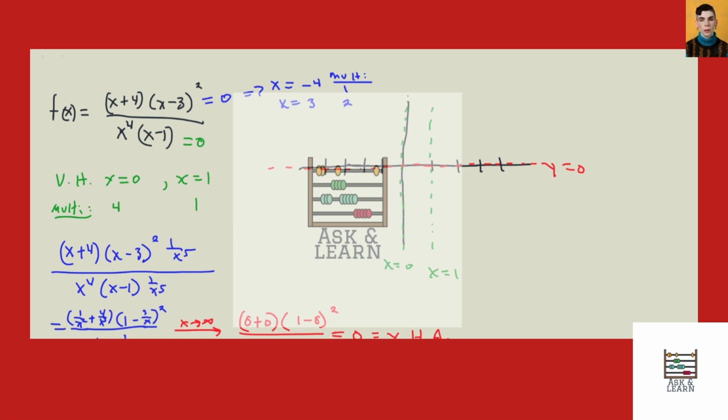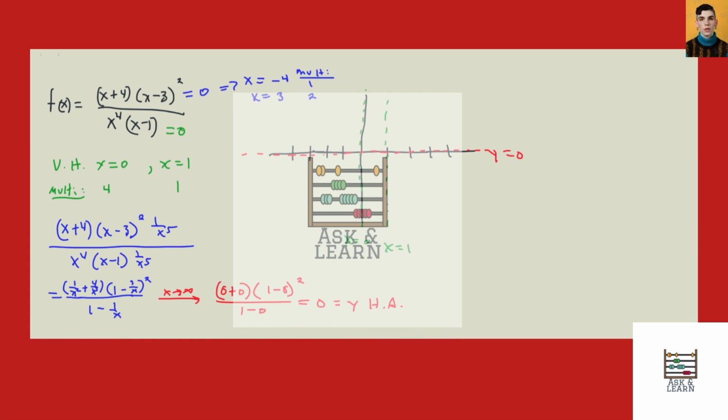All right. Now, what we want to do is to decide if we're going to start above or below, or on one side of our vertical asymptote, either going to negative or positive infinity. So I'm just going to go ahead and look at x is equal to 0. So let's look at the limit as x approaches 0 from the right of (x plus 4)(x minus 3) squared over x to the fourth, (x minus 1).